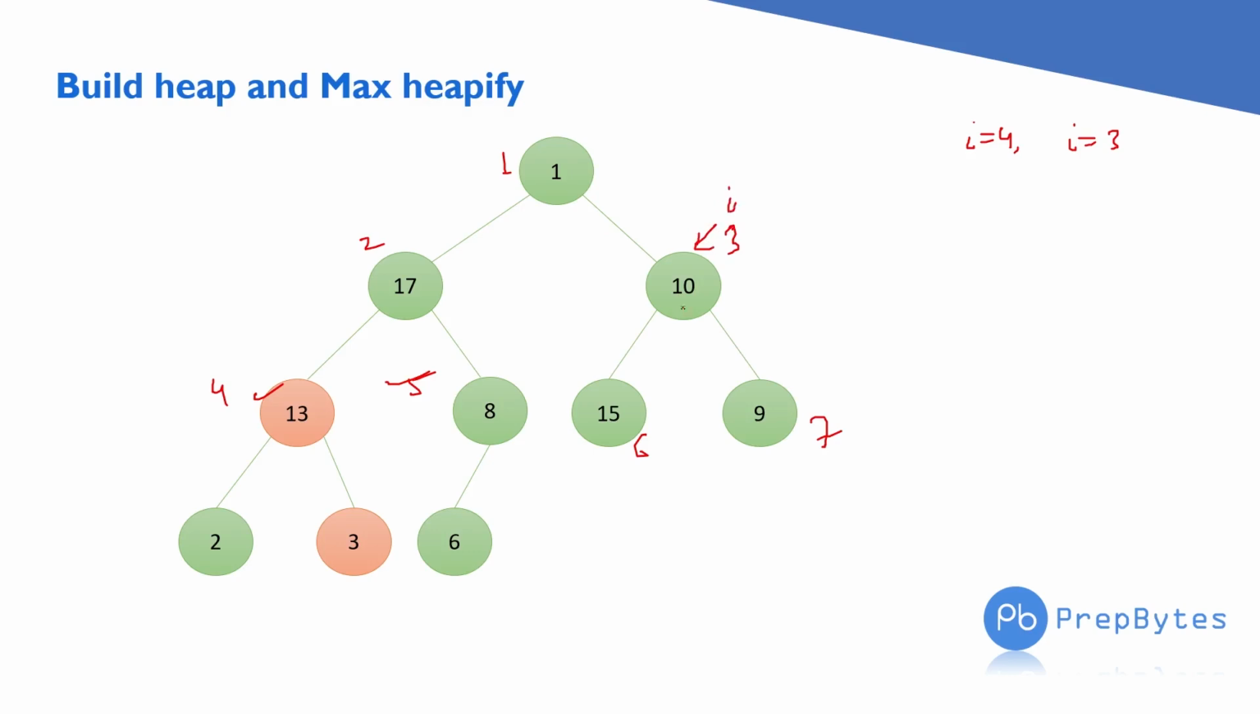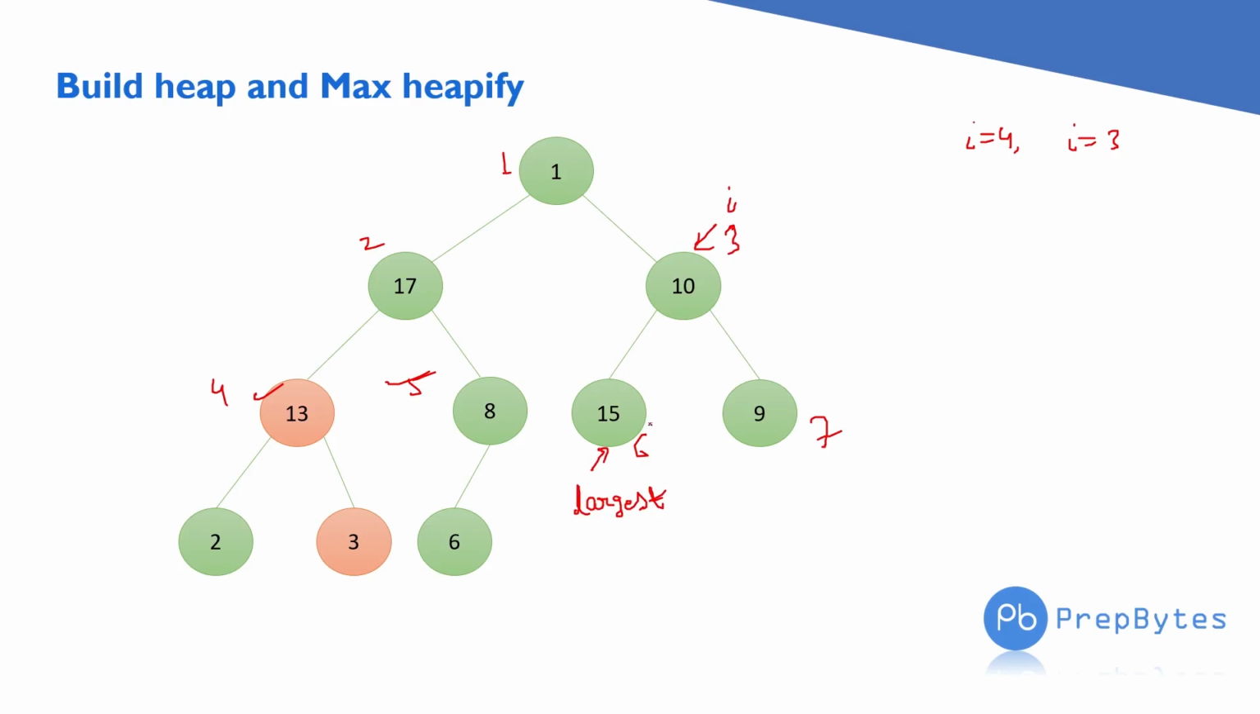Now what will it check? It will check for its left child and it will check for its right child. Correct? So both are present. So it will check for its left child. Is 15 greater than 10? Yes, it is greater than 10. So the largest will start pointing here. So largest now has the value of 6 and i has a value of 3.